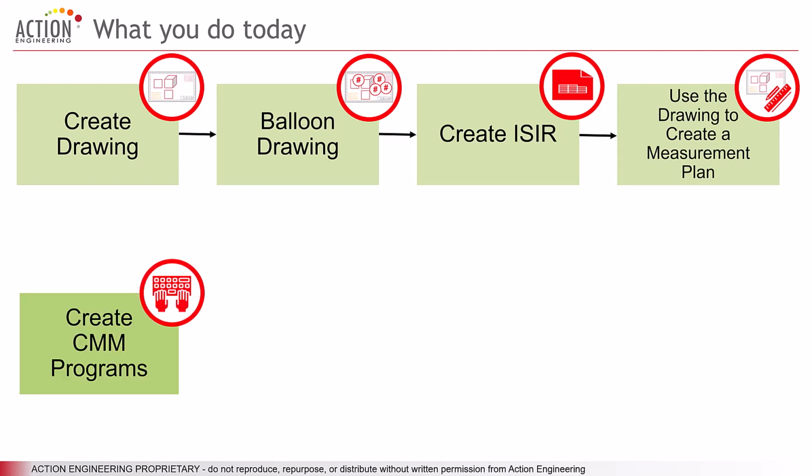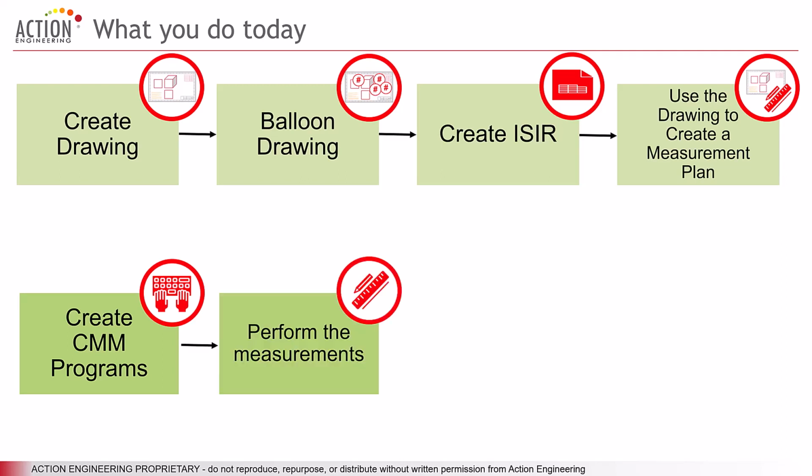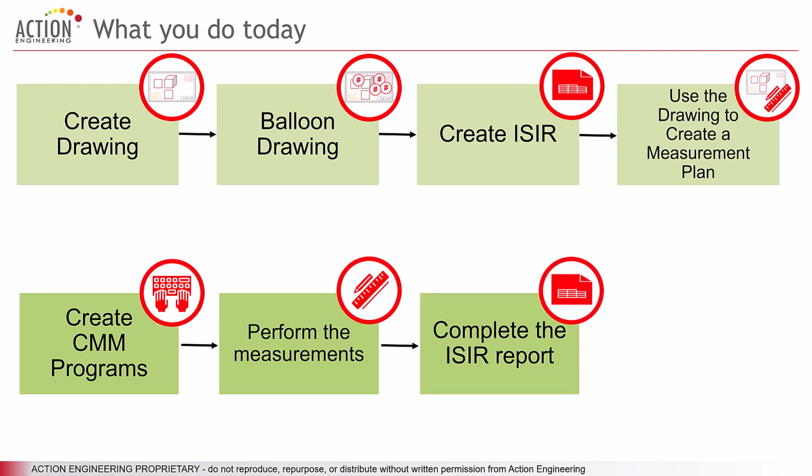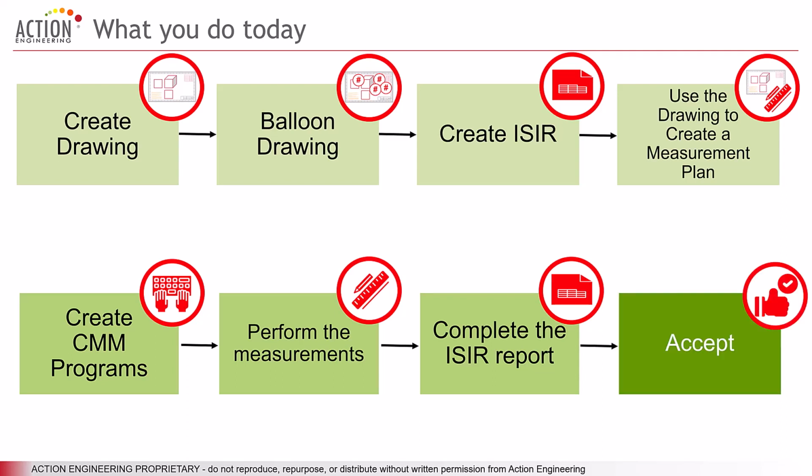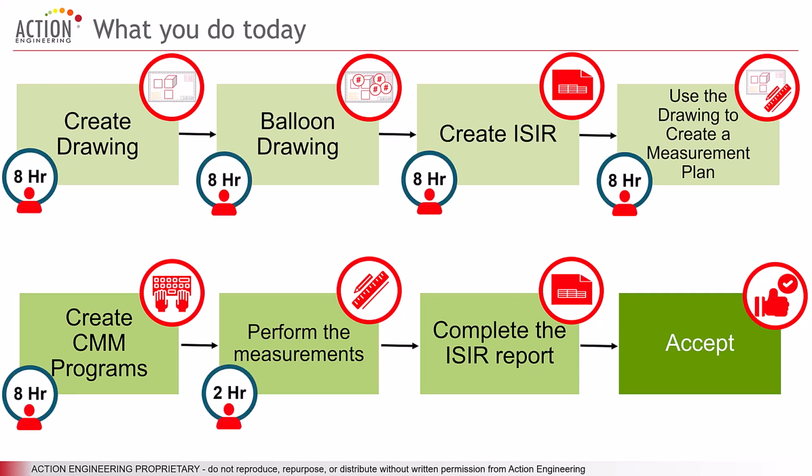The quality plan is passed to a CMM programmer to create a machine code program to measure the part. Then the measurement is performed on the CMM, and sometimes there's a need to supplement the measurement plan with additional measurement resources. All the measurements are recorded in the ISIR or FAI form, and finally, the part is accepted. So I hope I generally captured the way you work today. I estimate this work takes roughly 6 days from start to finish.